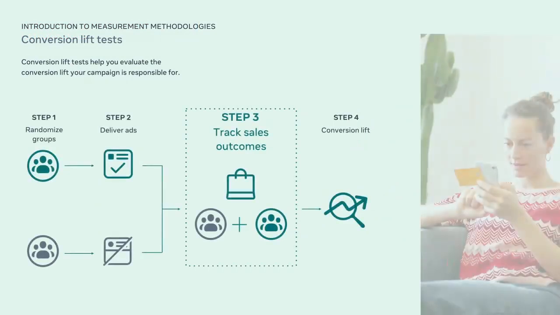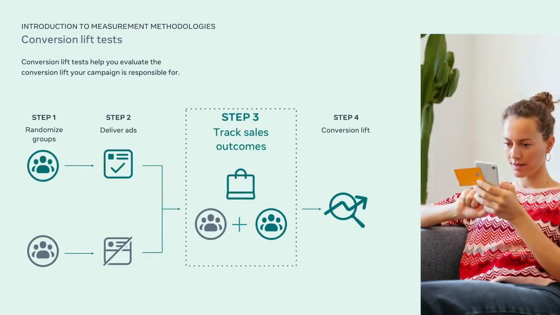Conversion lift tests are another form of randomized controlled trial tests that you will find among the Facebook experiment tools. Conversion lift tests help you evaluate the conversion lift that your campaign is responsible for. Conversion lift tests let you prove a causal relationship between your advertising and the conversion lift that you observe. It's important to note that you will need to have conversion data integrated in Ads Manager. So you should have the Facebook Pixel, Facebook SDK, Conversions API installed to provide a data signal.